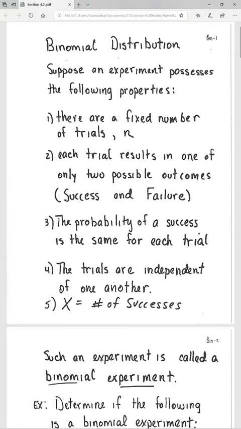Hello class. Today we will be looking at section 4.2 that will cover the binomial distribution. So to start off, suppose an experiment possesses the following properties.